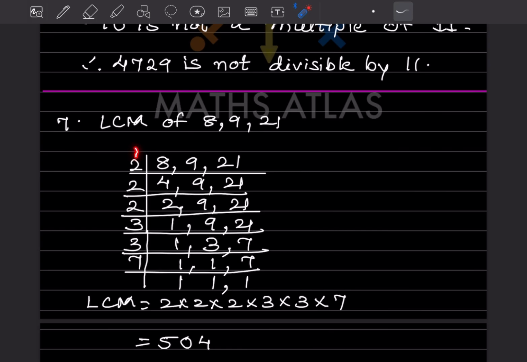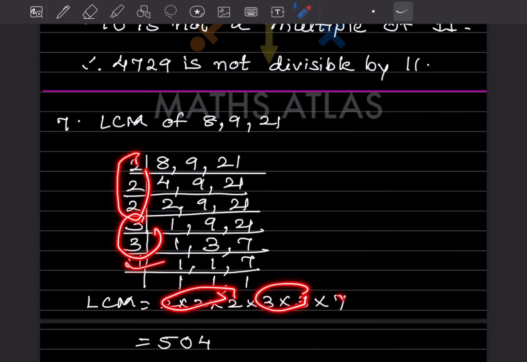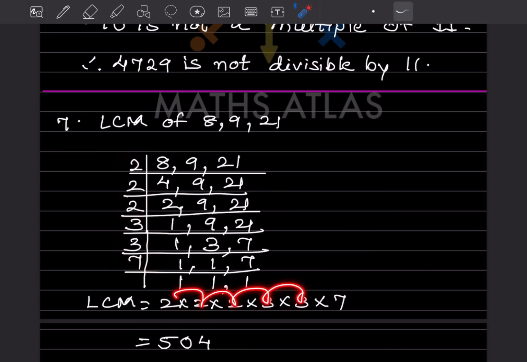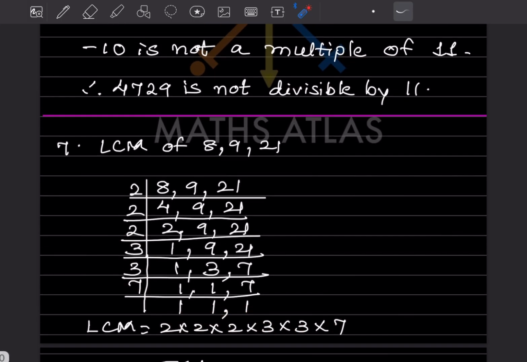Now these are all the factors of 8, 9 and 21. So we can say the LCM is 2 times 2 times 2 times 3 times 3 times 7, which comes to 504.